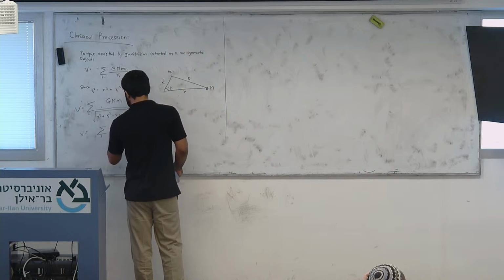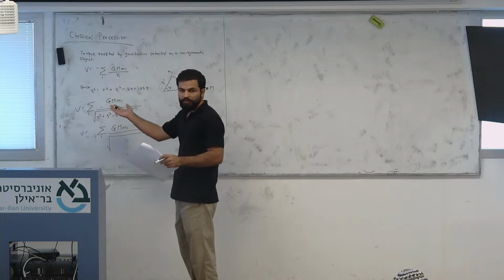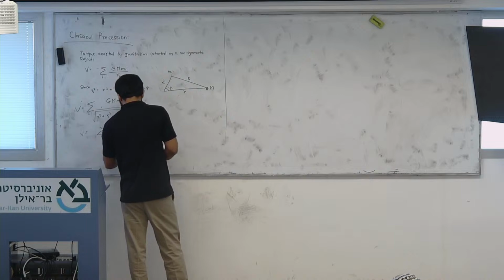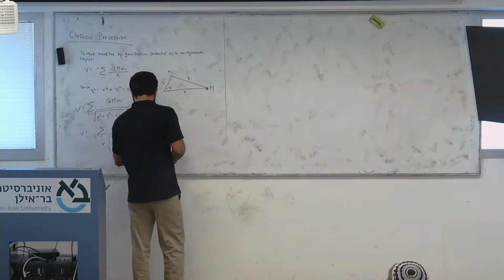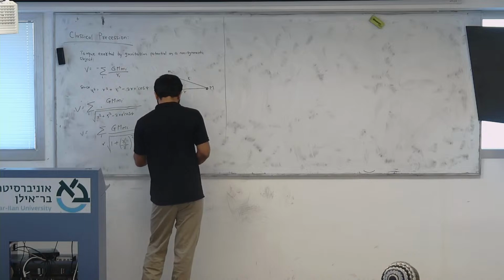G M mi. I'm going to take r common from in here. So I have, if I take r, 1 plus ri prime by r, the whole square, minus, this is minus in here, 2 ri prime over r cosine of psi.